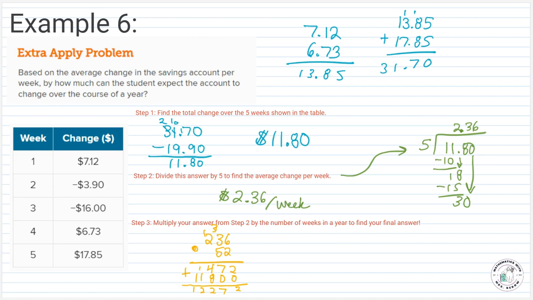And then we have to add in our decimal places. We did $2.36, so there were 2 decimal places in there. And so we'll add our 2 decimal places back. Writing this out so we can actually see it better, it's going to be $122.72 for how much the student can expect to have in the account at the end of the year.